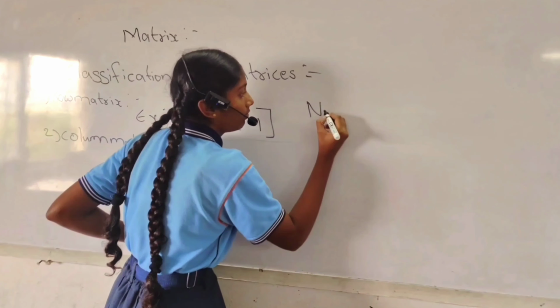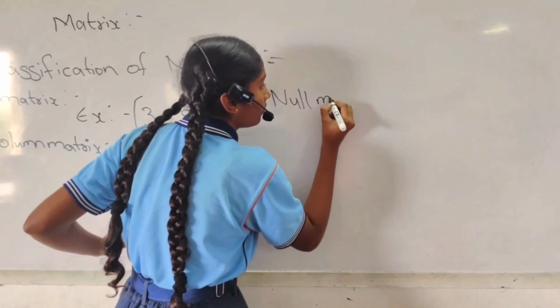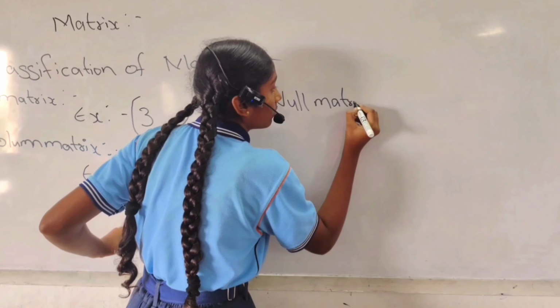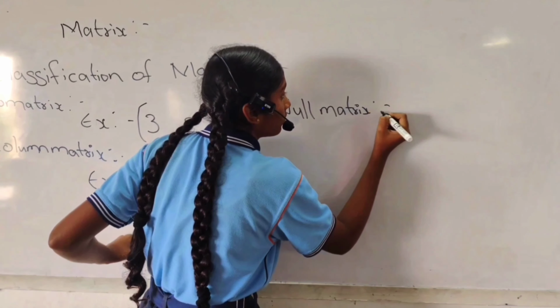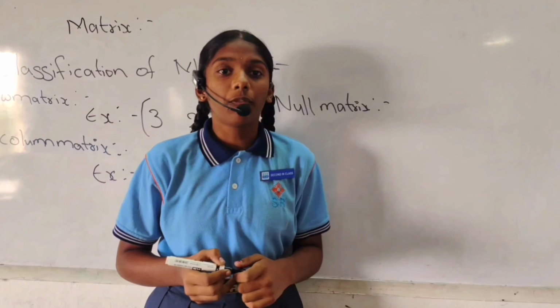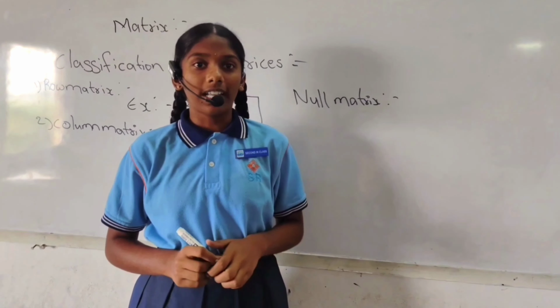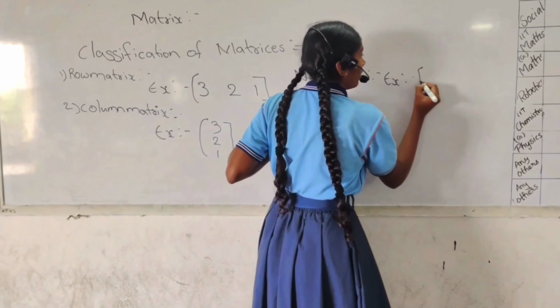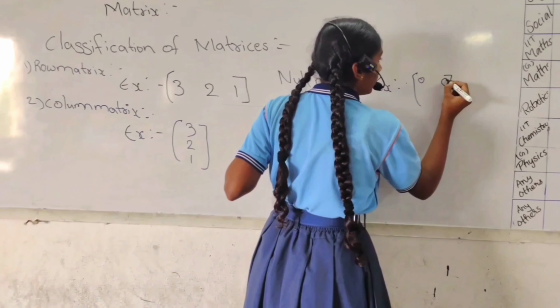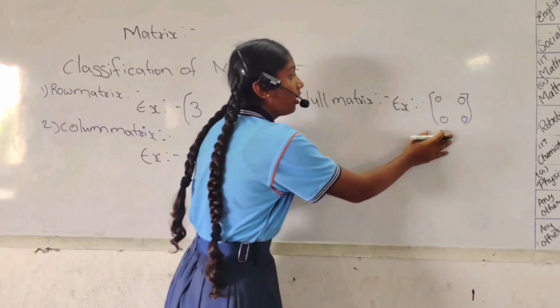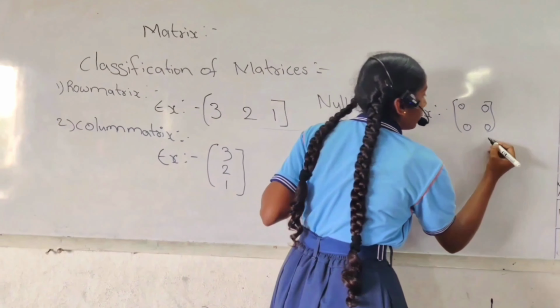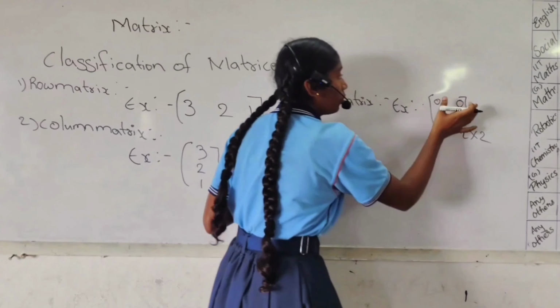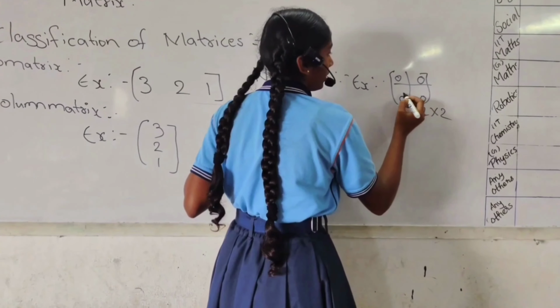Null matrix. In a matrix, if all the elements are 0, then it is called a null matrix. Example: 0, 0, 0, 0. Here the order of this matrix is 2 by 2 because it has two rows and two columns.